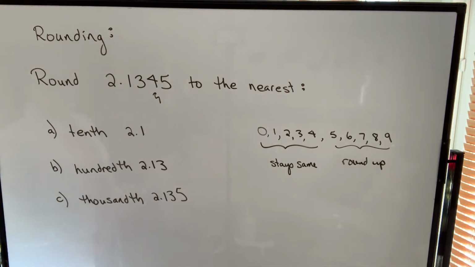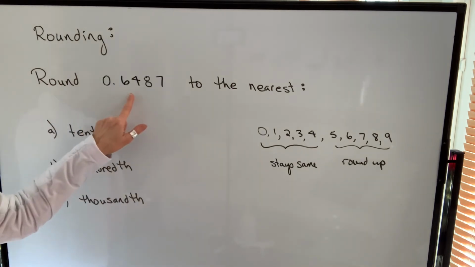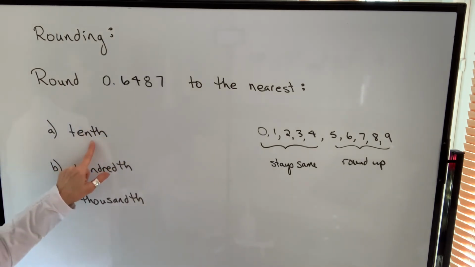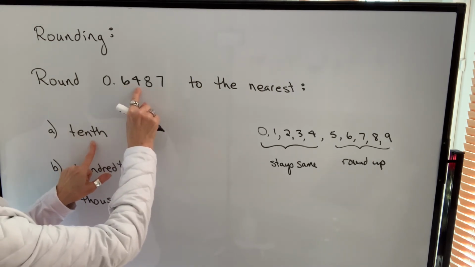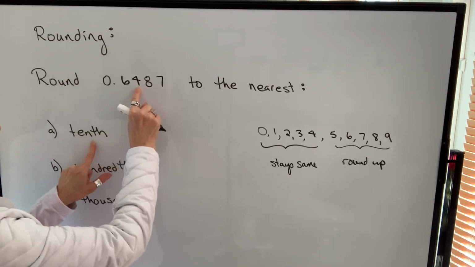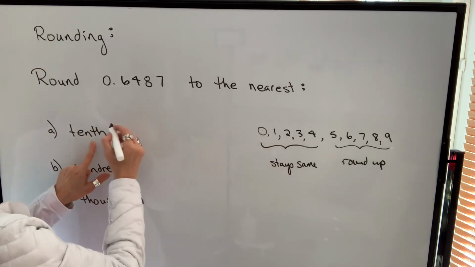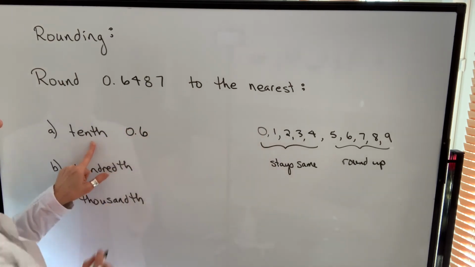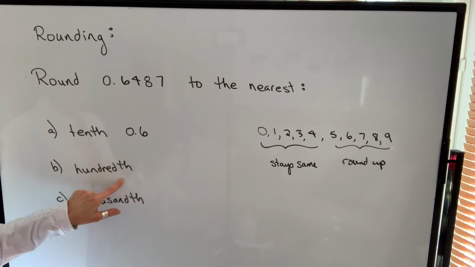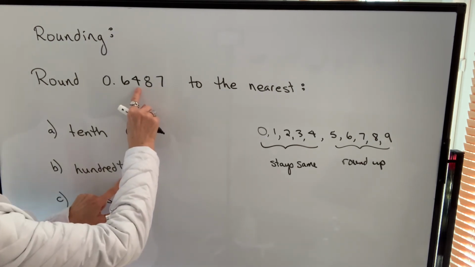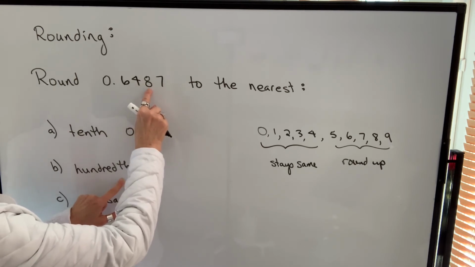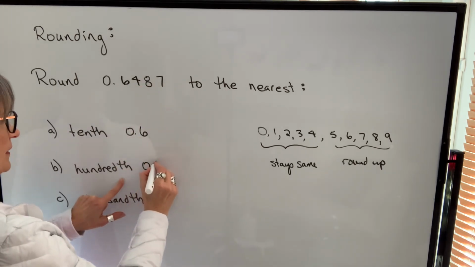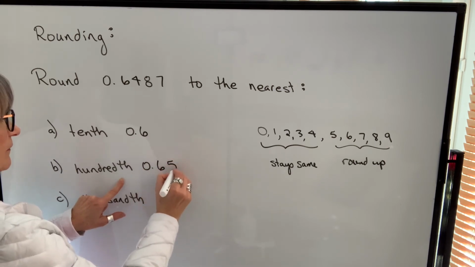Let's take a look at another example. It asks us to round 0.6487 to the nearest tenth. So does this stay 0.6 or does it round up to 0.7? This number determines whether it stays 0.6 or rounds up to 0.7. It's 4, which is in the lower half, so this stays 0.6. If we're asked to round off to the nearest hundredth, we have to determine whether that stays a 4 or rounds up to a 5. This 8 tells us we need to round up. So when we round this to the nearest hundredth, it will be 0.65.